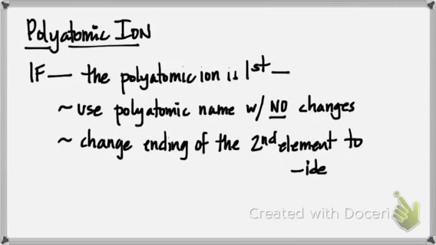You have two scenarios. The first one is if the polyatomic ion is first, or if it's a cation. And the most common cation that you're going to find as a polyatomic ion is ammonium, which is that NH4 with a +1. If you come across that, you're going to use the polyatomic name with no changes, and then you're going to change the ending of the second element to IDE. And you're going to see that that's a trend. In most cases, you are going to change the ending of an element to IDE in naming, but not all.